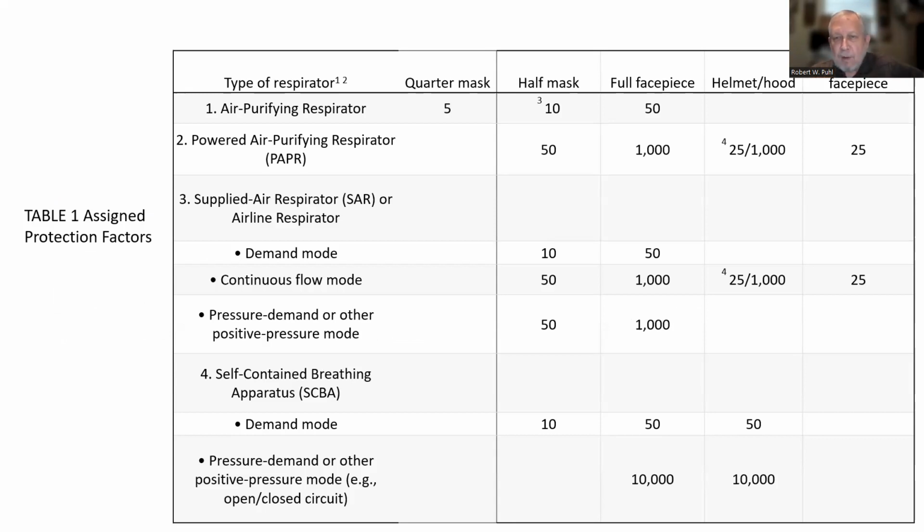Half mask, full face piece is 50. Now the highest here is 1,000. You can see that's a powered air purifying respirator that has a full face piece. You can see when you get to these half masks and such, it's not very high.